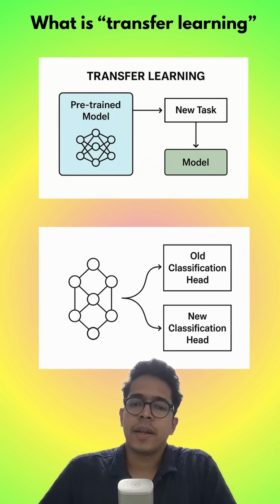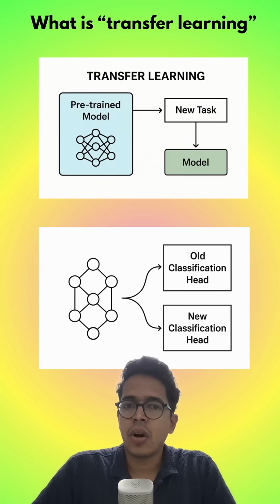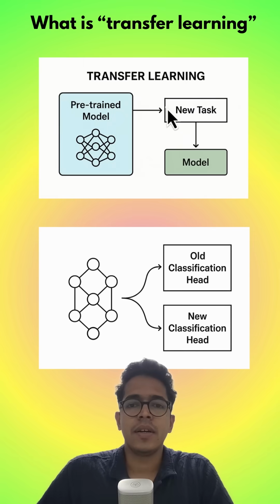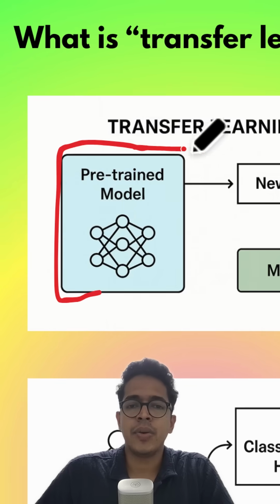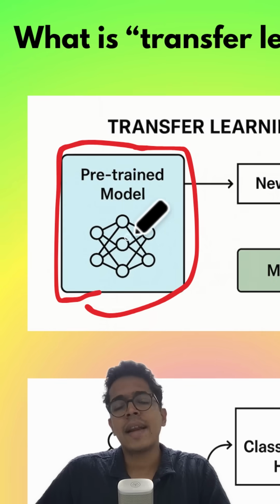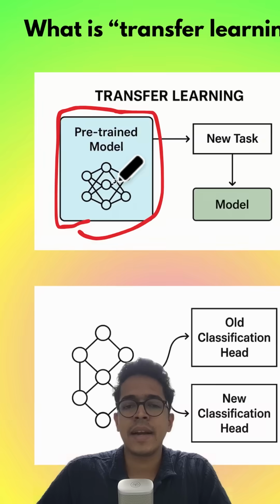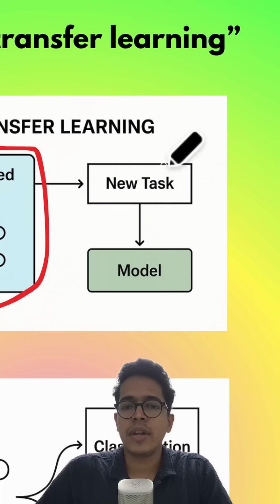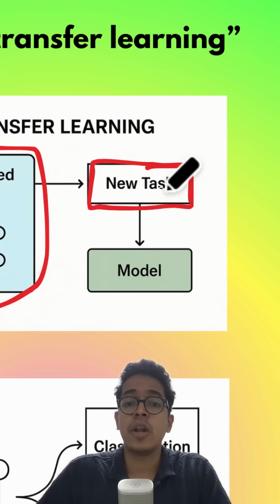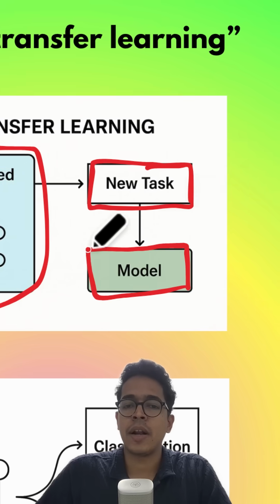What is transfer learning? Let's say you have a bunch of images on which you want to train a neural network. So instead of training a neural network completely from scratch, what you can do is take a pre-trained model. So you take a neural network that was already trained on some images from, let's say, an internet dataset. And then you can do further training of this pre-trained model on the new dataset, which might be a smaller set of images. And then you have a fine-tuned model.